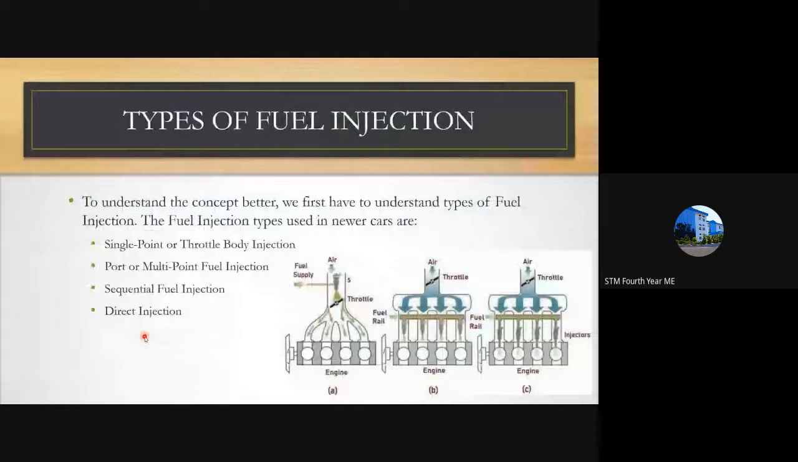Next, there are a few types of fuel injection. There are basically 4 types of fuel injection: single point or throttle body injection, port or multi-point fuel injection, sequential fuel injection, and direct injection. These are the fuel injection systems that are followed in today's vehicles. I'll take it in the next class, and you just note down these 4 points.